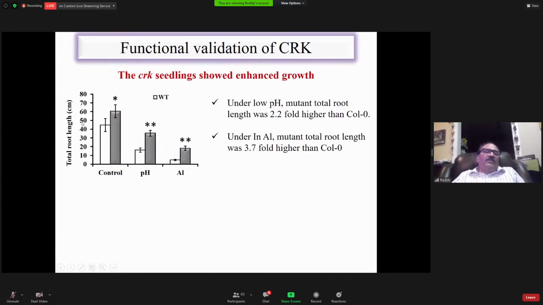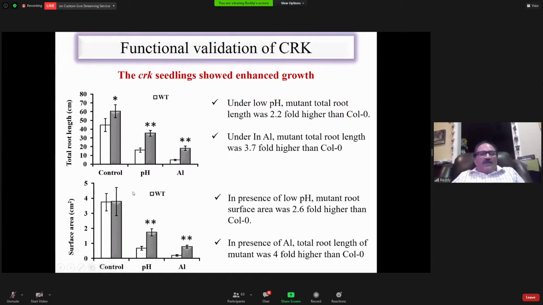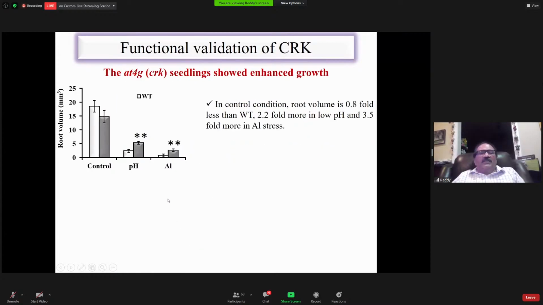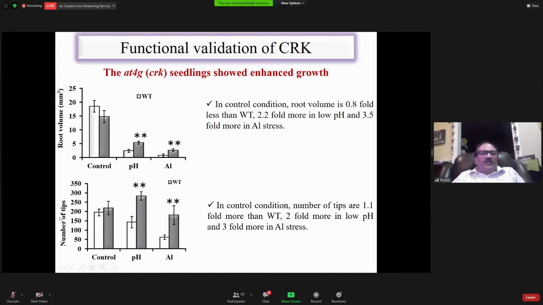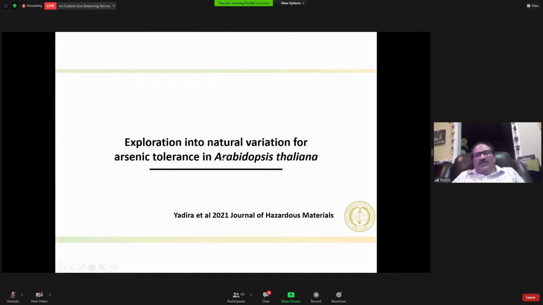So here, the total root length, you can see the low pH and the aluminum, how the mutant is functioning in comparison with the wild type. And here is the total surface area of the roots. The mutant is doing better even under the toxicity comparatively to its wild type. And the root volume is higher. The number of tips on the roots is higher. So we could do this phenotyping of the seedling roots using a software.